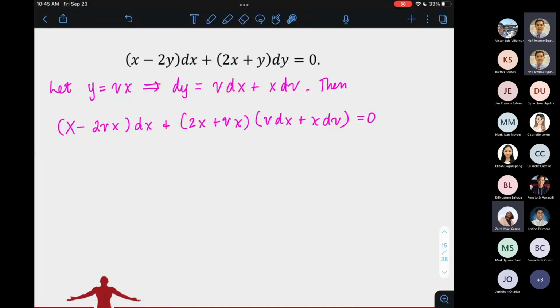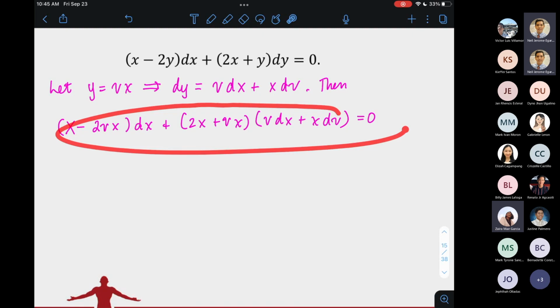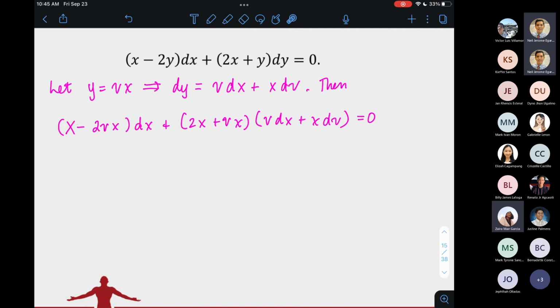Now, the promise is kapag homogeneous of the same order, of the same degree, yung mga components ng ODE, dapat ma-reduce natin to in a separable differential equation. So dapat ito, ma-separate natin yung may mga x's at saka yung may mga v's. So I need to expand the right-hand side to really see na separable sila.